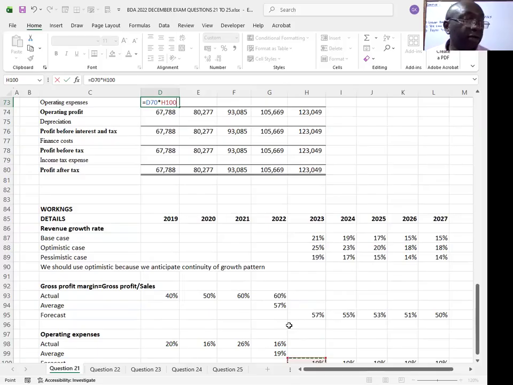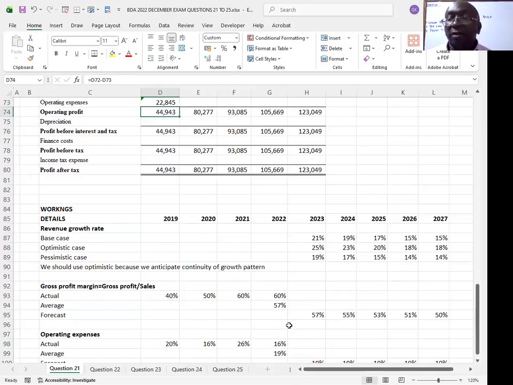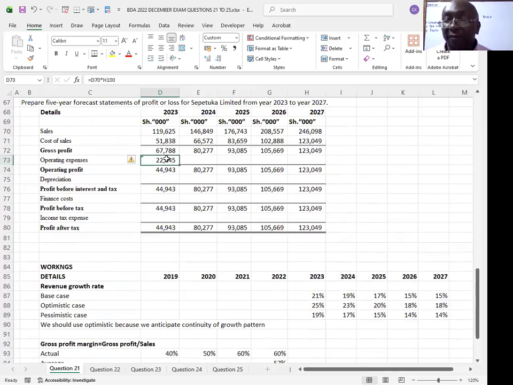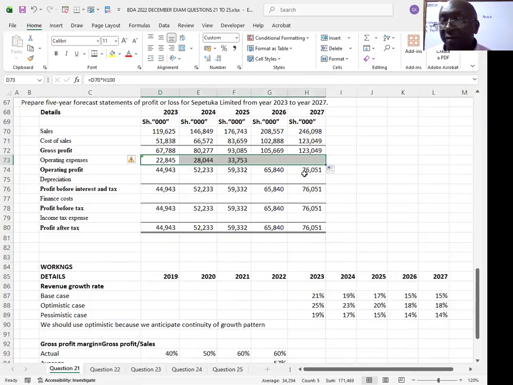Send your answer. 22,845. Then you autofill. You autofill this value mpaka hapa.